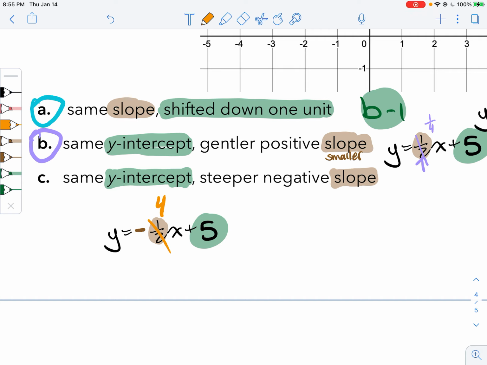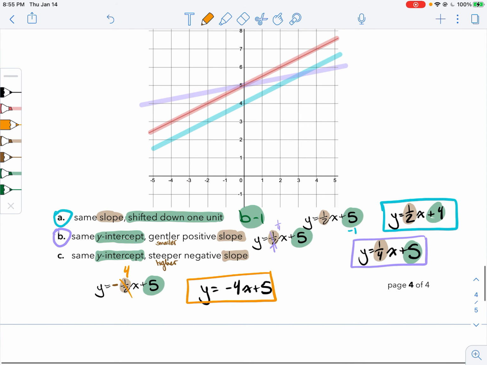So in order to be steeper, okay, gentler means smaller. Steeper means higher. Excellent. Okay, so we'll rewrite this whole thing as y equals negative 4x plus 5. And now let's graph that. We still have our y-intercept at 5, but we go down 4, 4 over 1 here, leaving us with this line right here. A much steeper line.